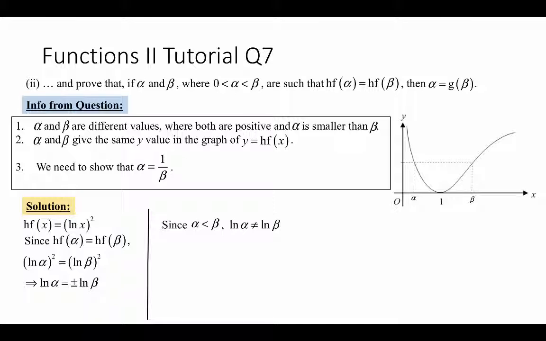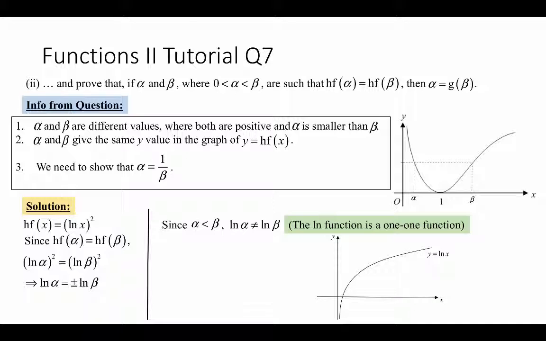And since alpha is smaller than beta, we know that ln alpha cannot be equal to ln beta. Why is this so? Because the ln function is a 1-1 function. As seen in this graph of y equals ln x, if alpha and beta are two separate values, then ln alpha will be a separate value from ln beta. What does this mean? This means that ln alpha must be equal to negative ln beta.